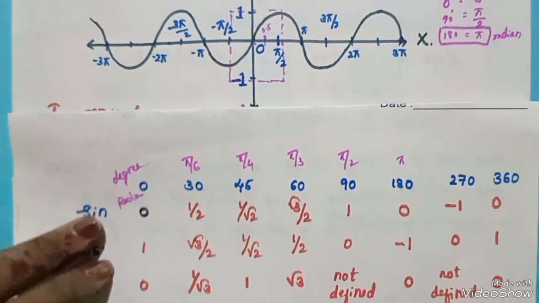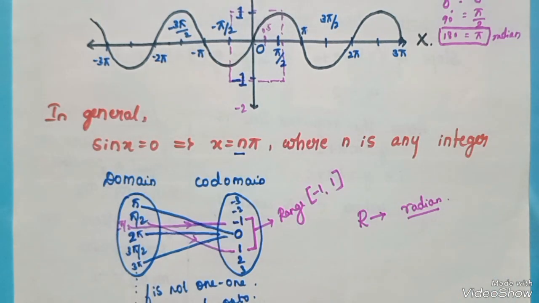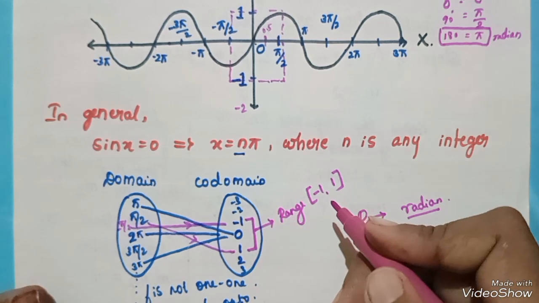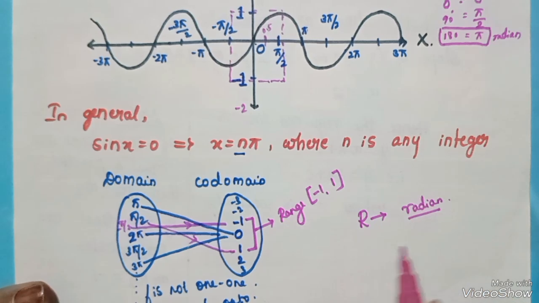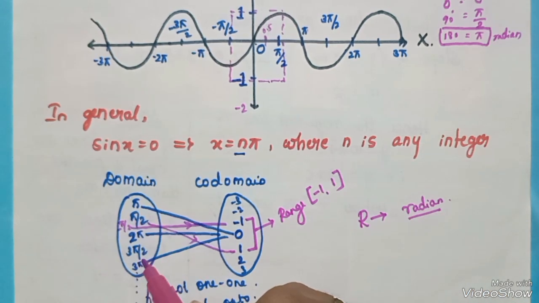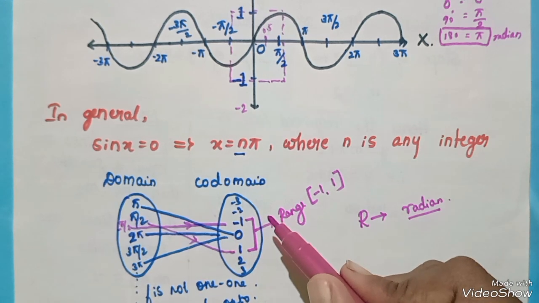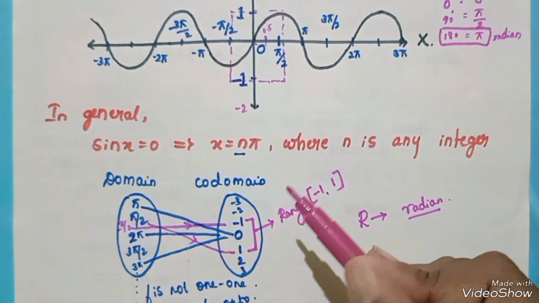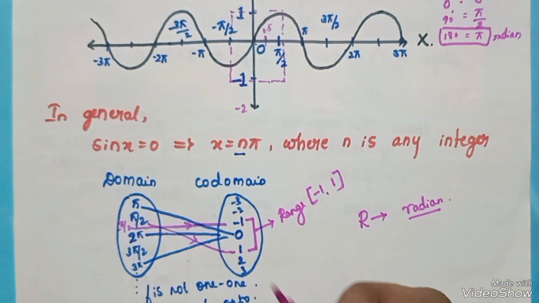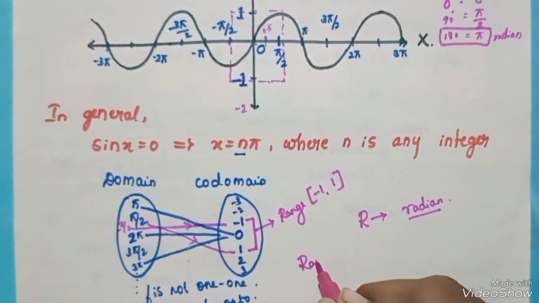That's why for this restricted area we define the trigonometric function. Since the domain of the sine function is the set of all real numbers taken in radian, that is pi, pi by 2, 2 pi, 3 pi by 2, 3 pi and so on, the range is the closed interval. Already we know the range. What do you mean by the range? Range is the subset of codomain.